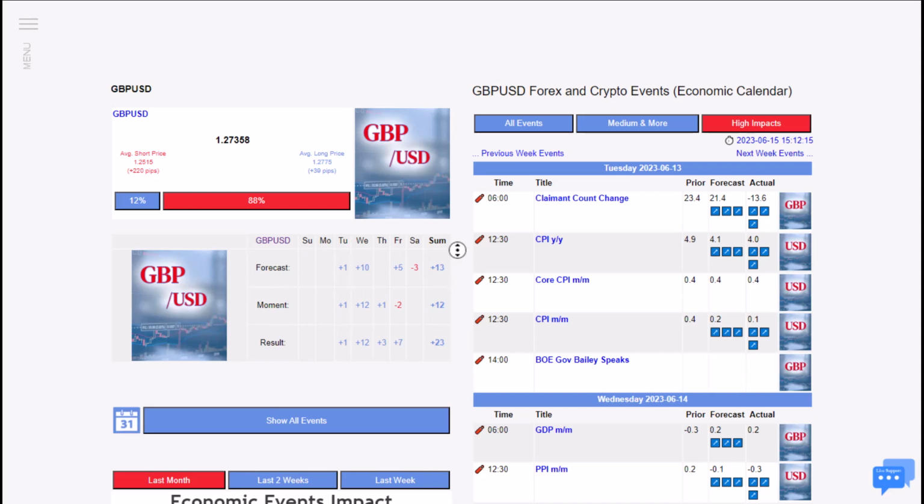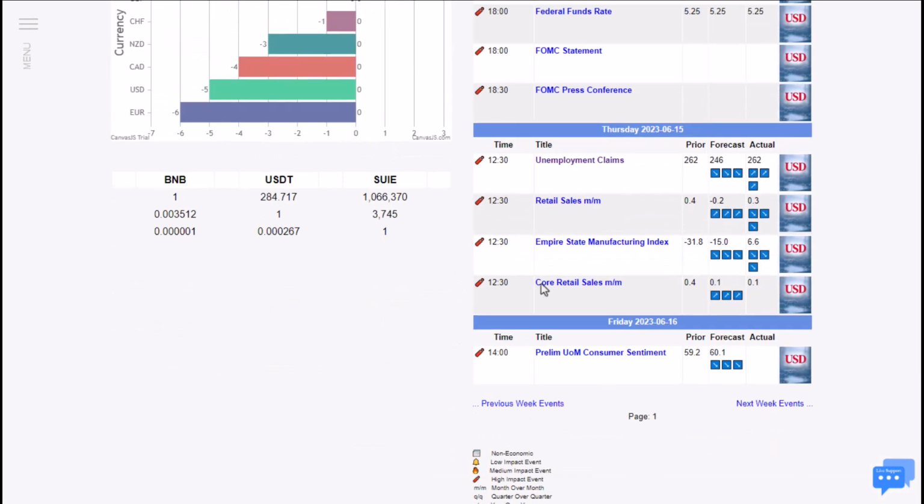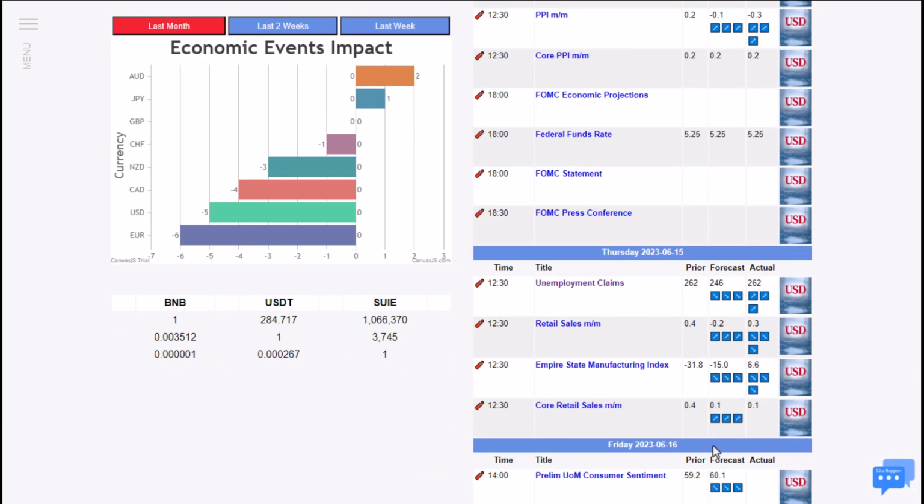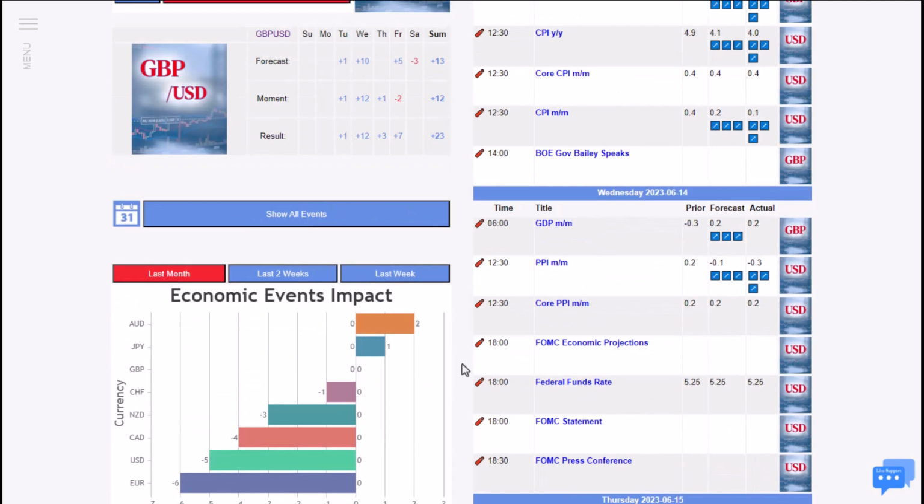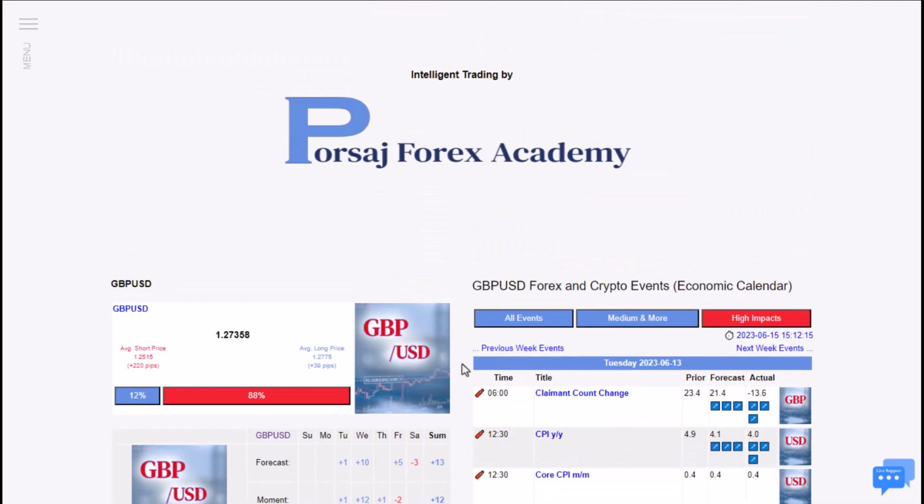And if we go to the downside, on Thursday and Friday we have some news that are going to support our trade, but as you all know, news are not enough. So let's head to the chart and see what we have.